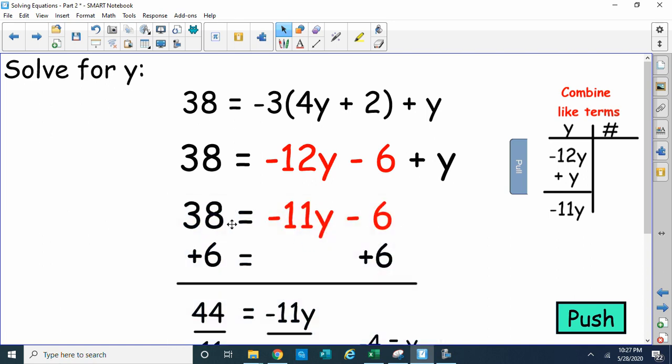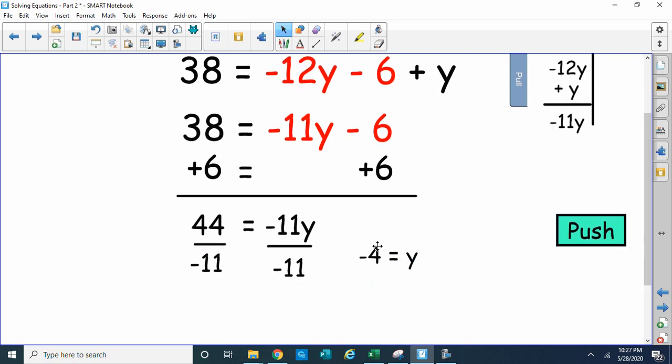We have 38 equals negative 11y, and there's still the minus 6. So we're going to add 6 to both sides and isolate that. 38 plus 6 is 44. And bring down the negative 11y and divide both sides by negative 11. 44 divided by negative 11 is negative 4. So negative 4 is equal to y, or y is equal to negative 4.